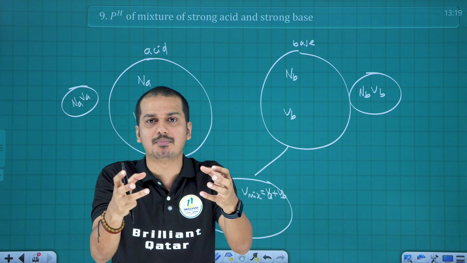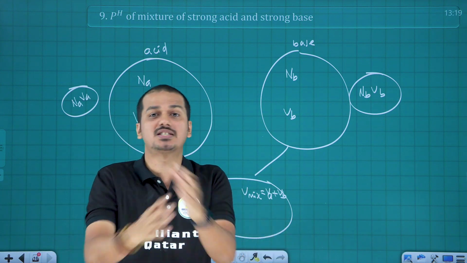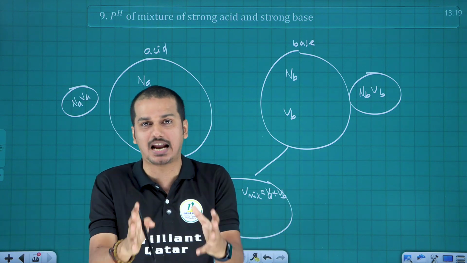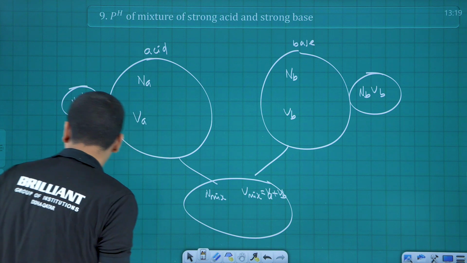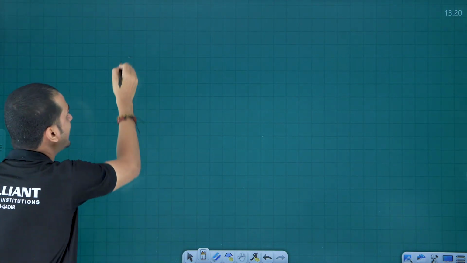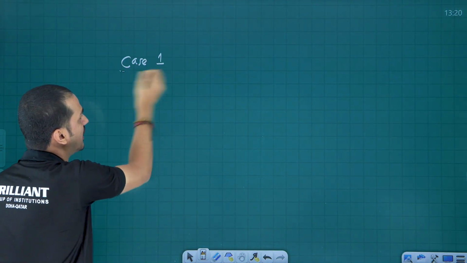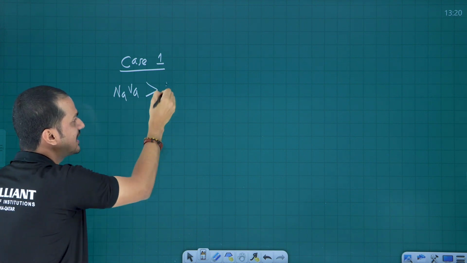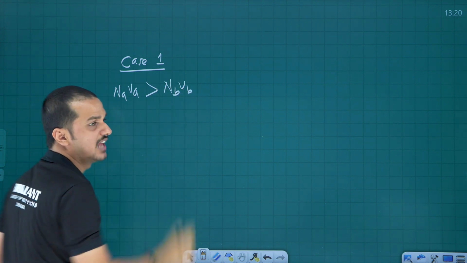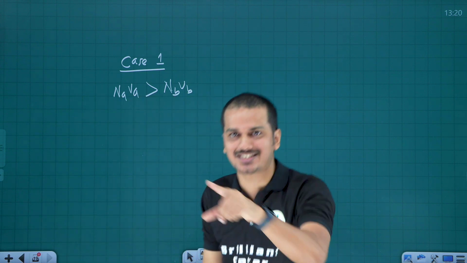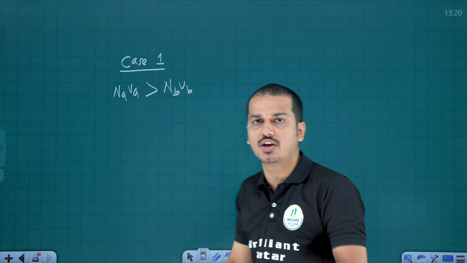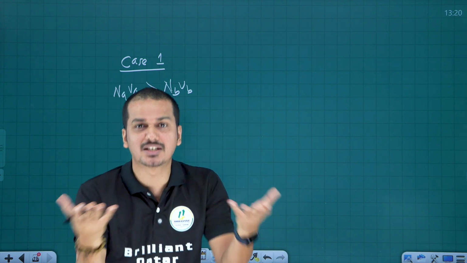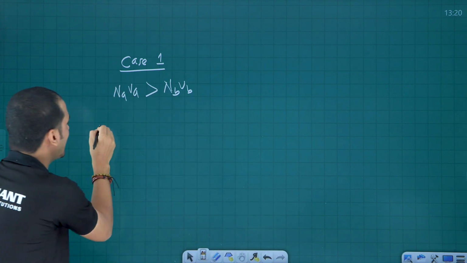Once I am mixing acid and base, they will undergo neutralization. That means subtraction will take place, not addition. That millimole equivalent I am not going to add, I am going to subtract. Correct? So, there are three cases. Case 1, if Na Va is greater than Nb Vb, that means the number of millimole equivalents of acid is greater than the number of millimole equivalents of base. Then what will happen? That mixture will be acidic.